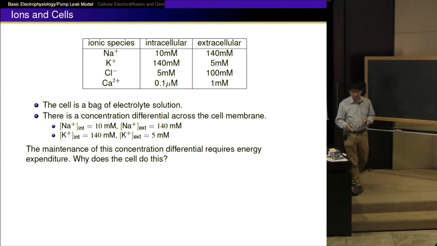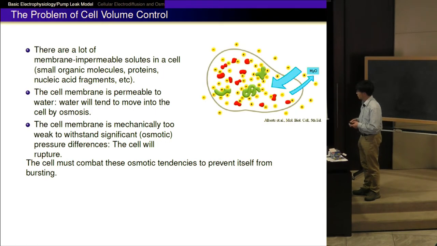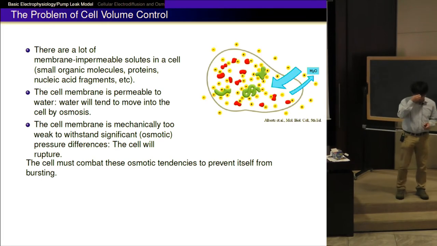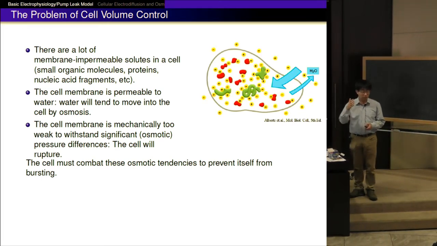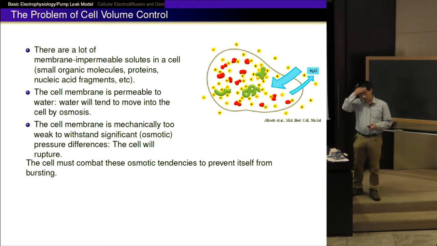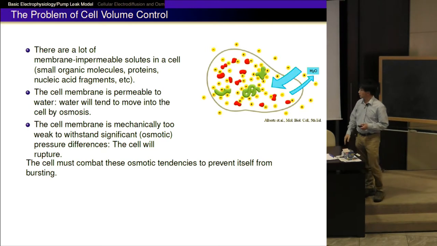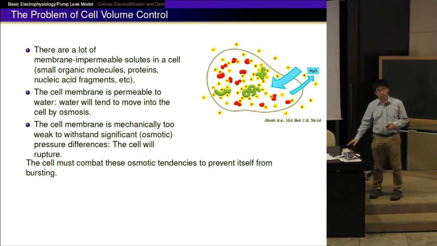And one answer, I mean, there are different reasons for this. But one of the reasons why this has to be done is because of cell volume control. And so I want to first talk about why cell volume control is related to this difference in ionic concentration across the cell membrane. What's the deal with cell volume control?